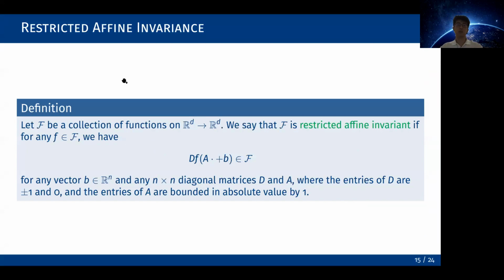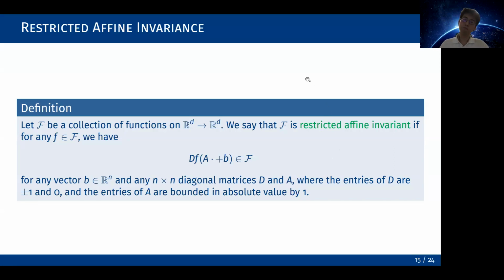The second definition is restricted affine invariance. This is really a weaker version of affine invariance. What is affine invariance? If you take a curly F to be any collection of functions from R^d to R^d, we say that F is affine invariant if applying any affine transformation still keeps it in F. Here we have a much weaker version of that. We only need F to be invariant under some specific transformations, for example any translation by a vector b, and also multiplication by certain diagonal matrices satisfying various constraints. So this is a very weak assumption.